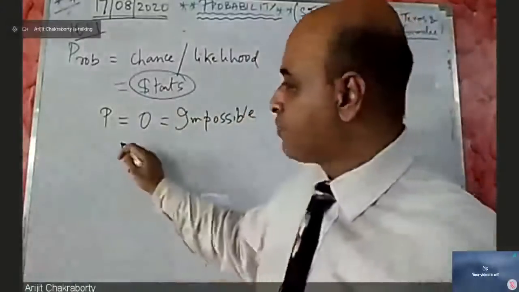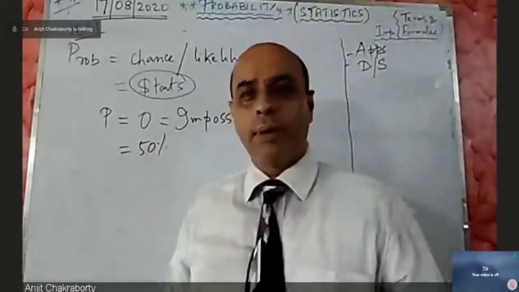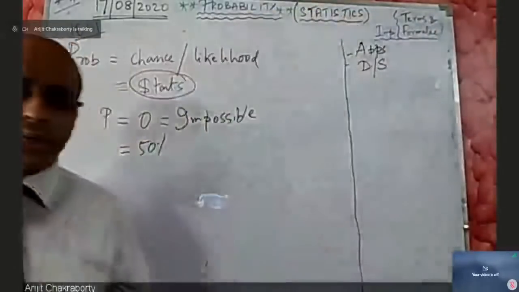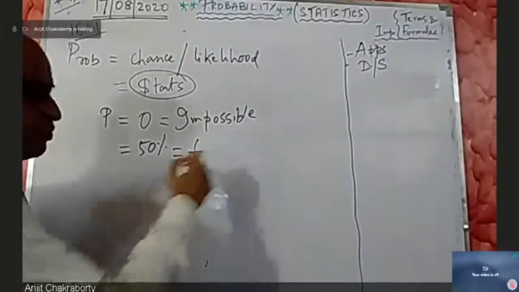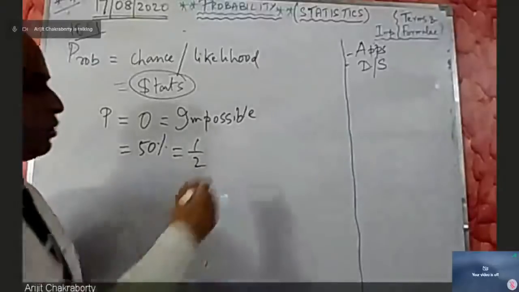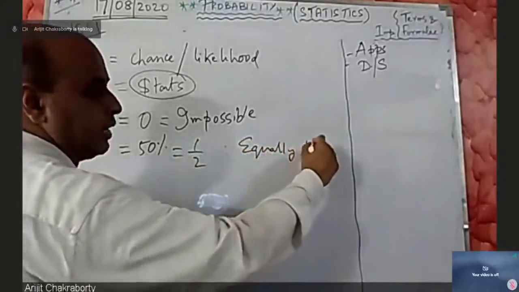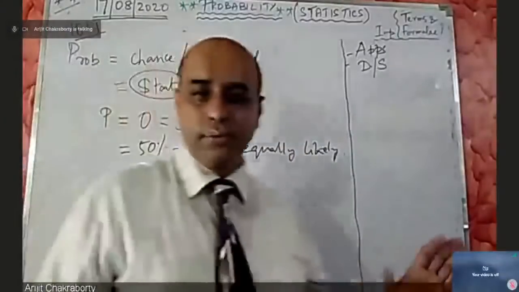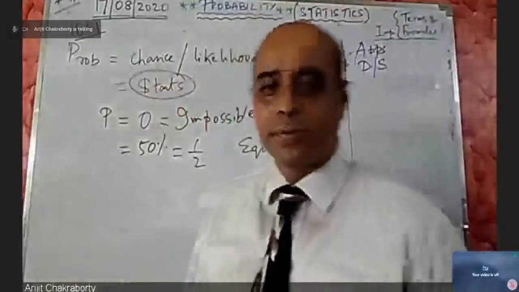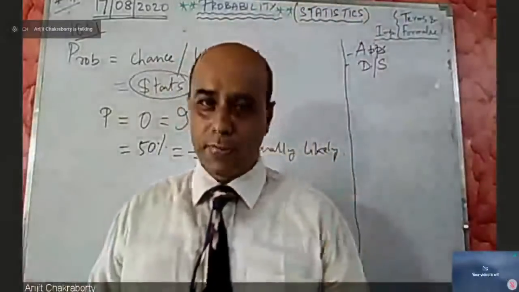If I say that my probability of passing the exam is 50%, this means 50% is half. So we will call it equally likely. Why? Because a 50% chance of passing means a 50% chance of failing. So passing and failing are the same.